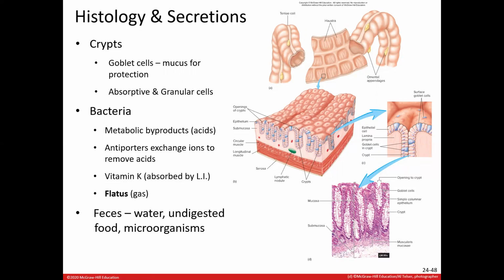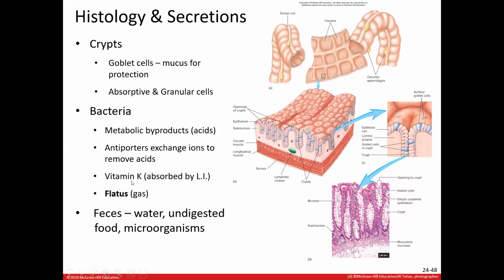Of course, you do have a lot of bacteria within the large intestine that are there for helpful reasons, helping to break things down and keep the large intestine actually clean. So bacteria themselves in the large intestine have metabolic byproducts. These are basically just acidic components. But there are also antiporters secreted by bacteria. And these are going to exchange ions across the membrane of the mucosa to ultimately help remove the acid made by the bacteria.